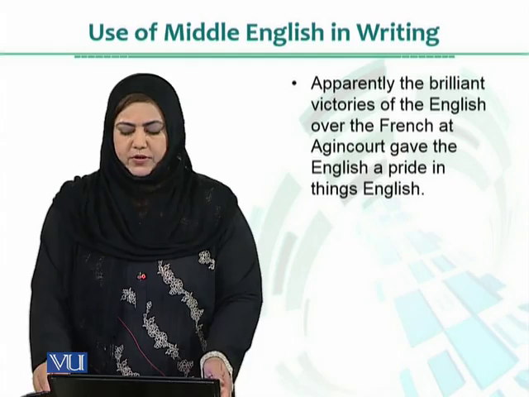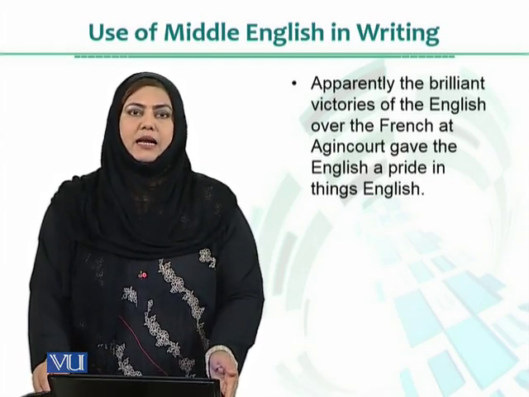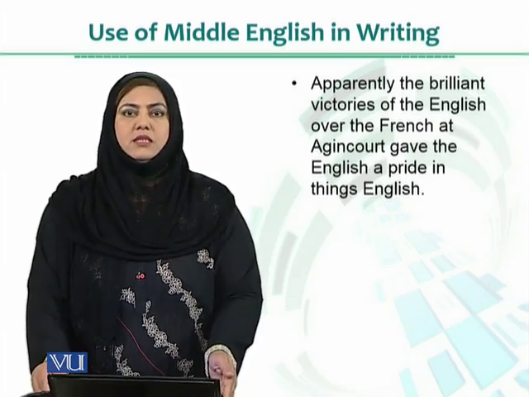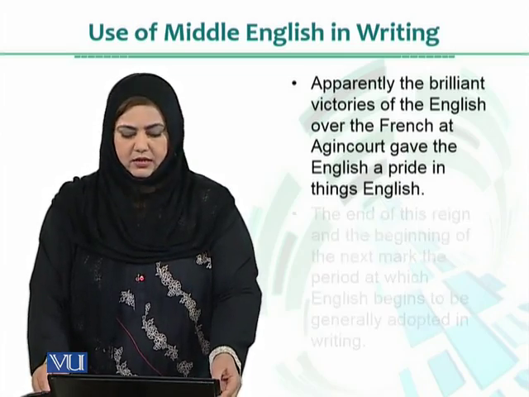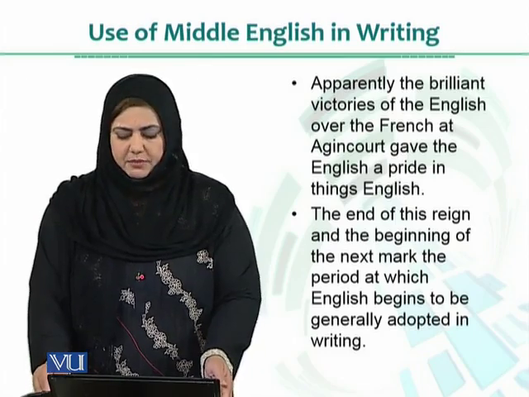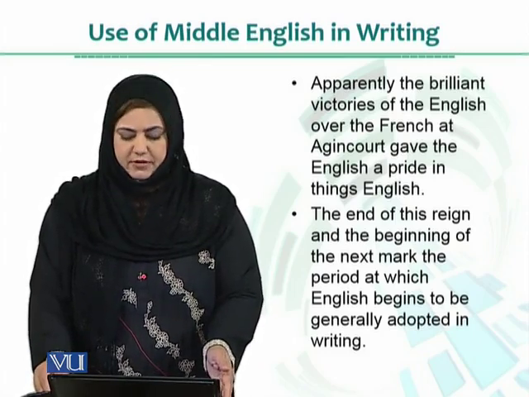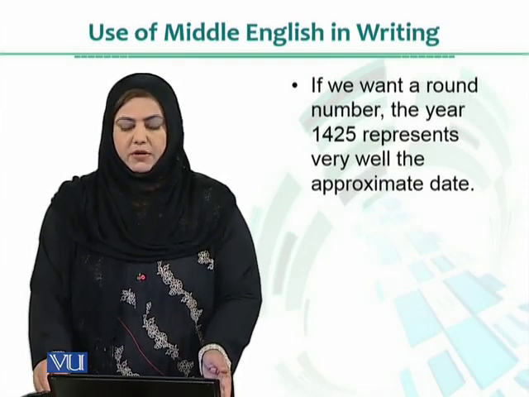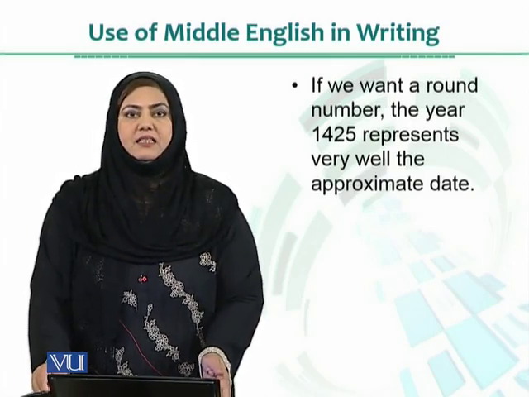Well, apparently the brilliant victories of the English over the French at Agincourt gave the English a pride in the things English. So, as you know, a language is what the people of that language are. The more the people own the language, the greater it gets currency. Same happened to English. The end of this reign at the beginning of the next marks the period at which English begins to be generally developed as writing proper. If we want to give a round number, I would say 1425 represents the exact date in this regard.